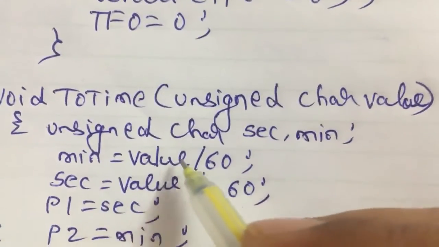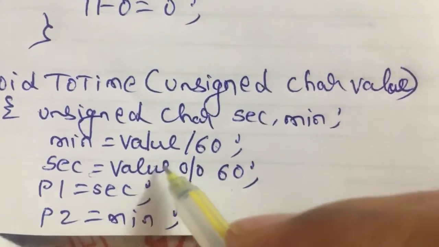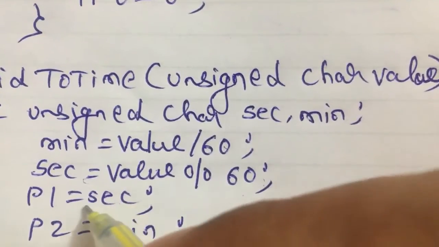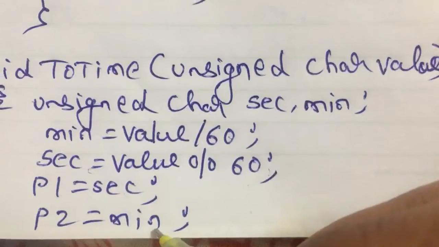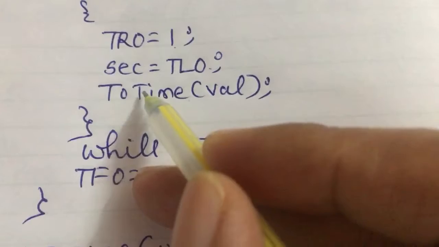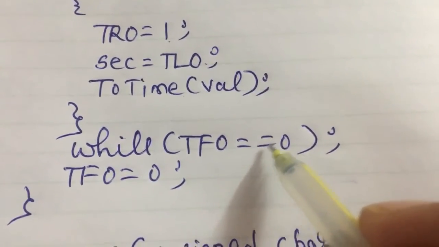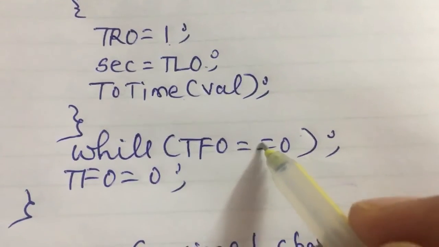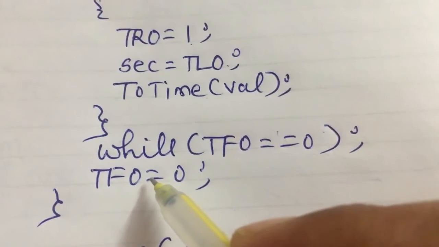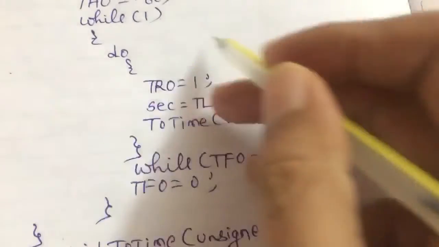So minute will always be equal to the value divided by 60, and seconds will always be equal to the value percent 60. The seconds value is to be given to port 1 as per the question, and the minutes value is to be given to port 2. After this execution, check the value of TF0, whether it is equal to 0 or not. If it is equal to 1, it will come out of that loop and make the timer overflow flag equal to 0, and this process will be executed repeatedly.